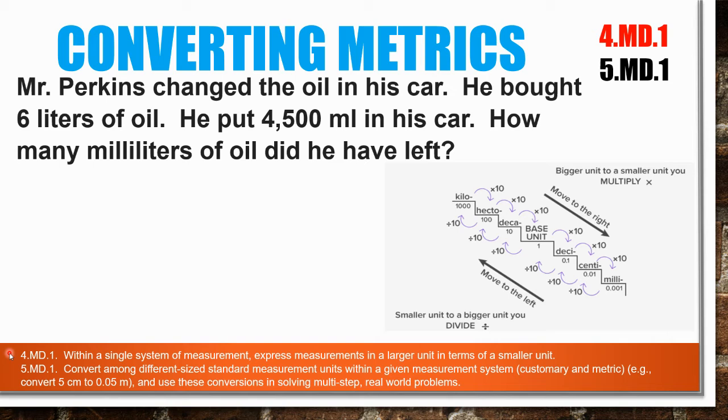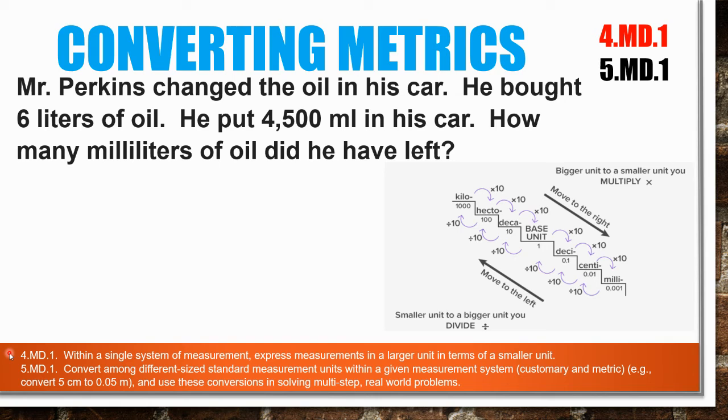We're going to do the fourth grade version first. Mr. Perkins changed the oil in his car. He bought 6 liters of oil. He put 4,500 milliliters in his car. How many milliliters of oil did he have left? This seems like a multi-step problem.